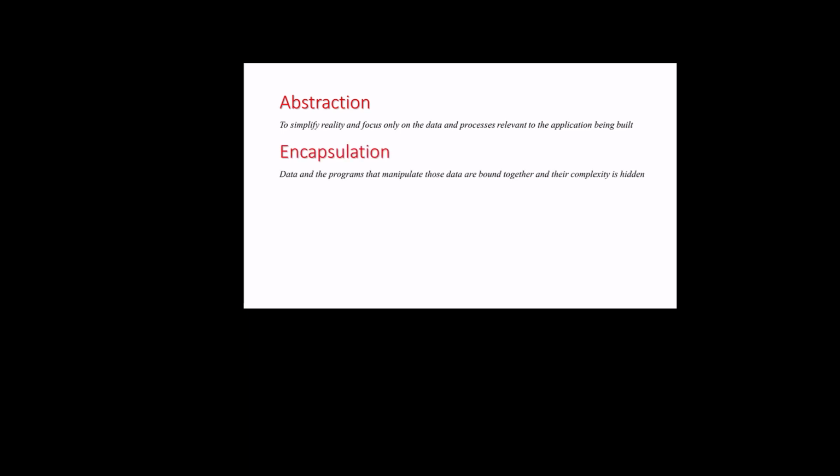To recap the fundamental concepts of object-oriented programming, abstraction means to simplify reality and focus only on the data and processes that are relevant to the application being built. Encapsulation means that data and the programs that manipulate those data are bound together and their complexity is hidden. Inheritance means that a class can derive its methods and properties from another class. This might result in an extensive hierarchy of superclasses and subclasses.